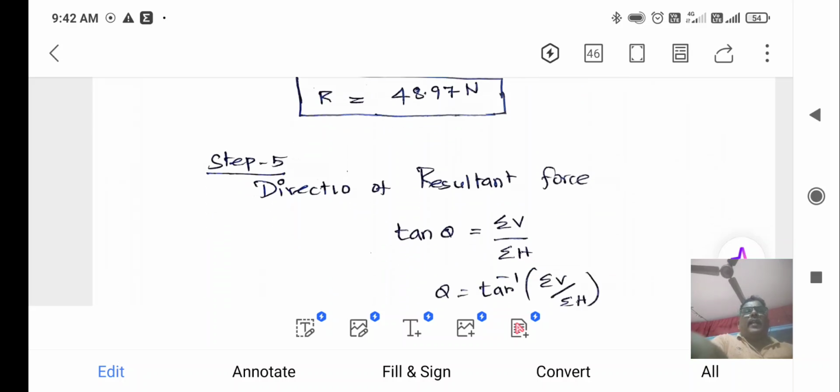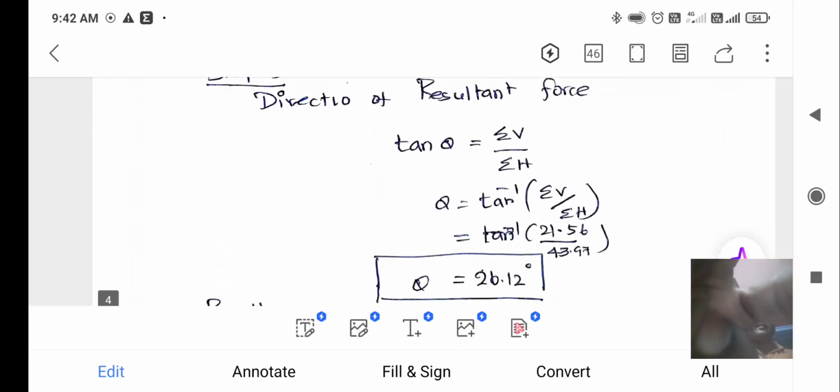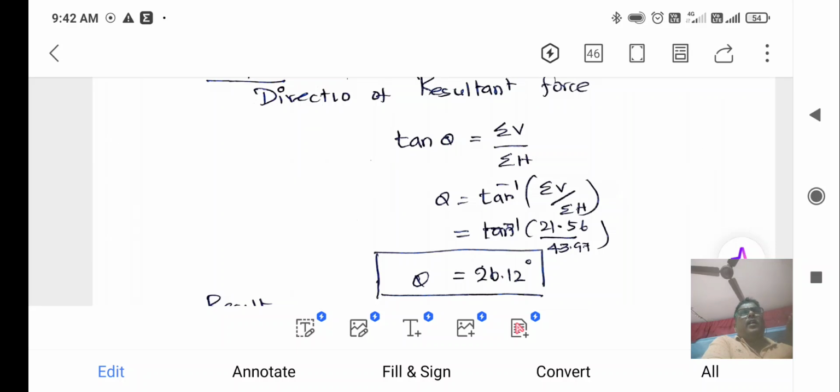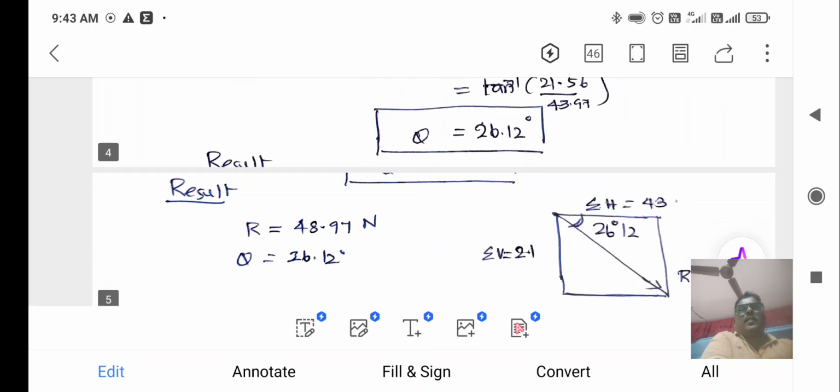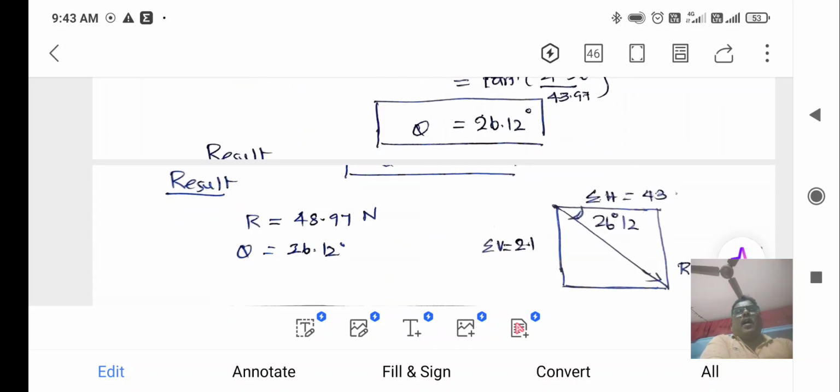Step 5, direction of the resultant force. Tan theta equals the sum of vertical force divided by the sum of horizontal force. So theta equals tan inverse of the sum of vertical force divided by the sum of horizontal force. Theta is 26.12 degrees. So the resultant R equals 48.97 Newton and theta equals 26.12 degrees.